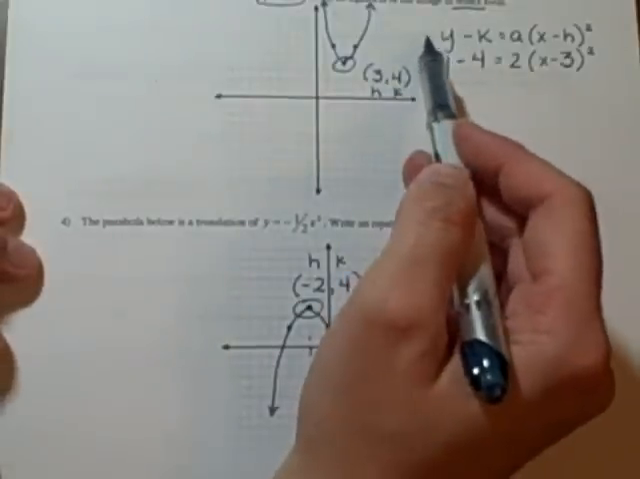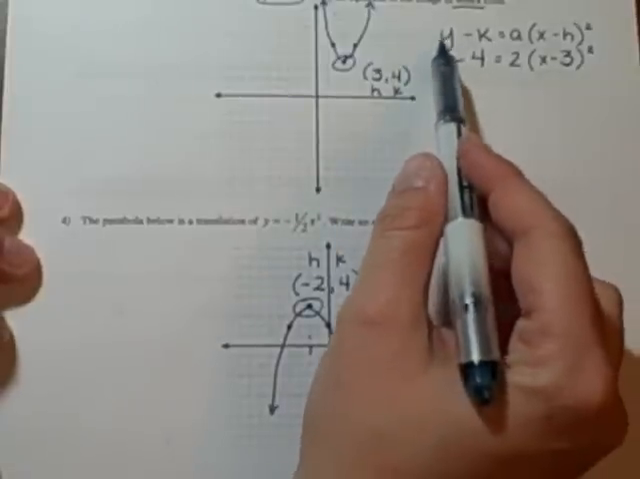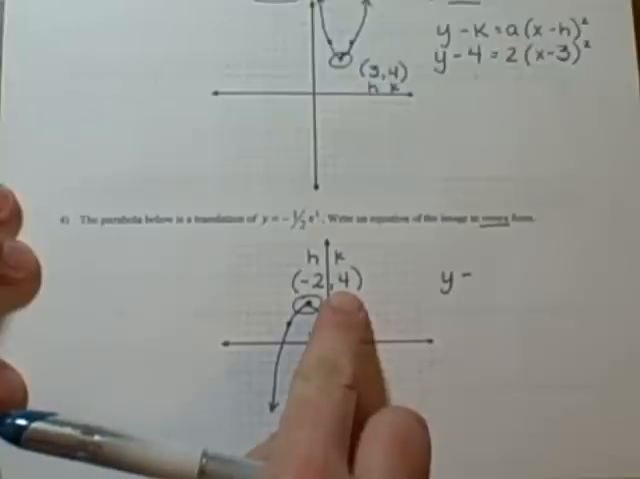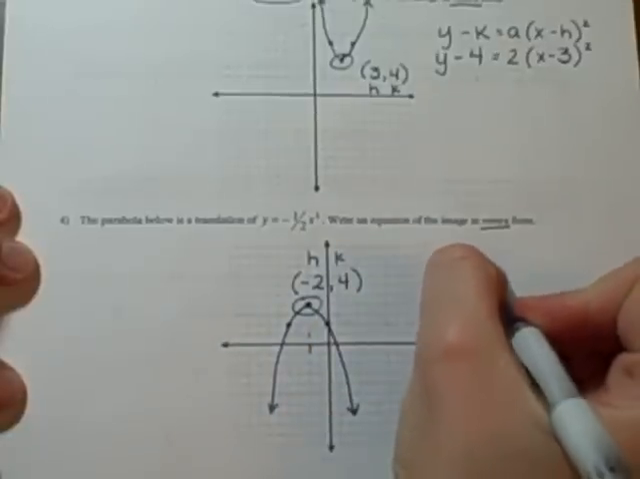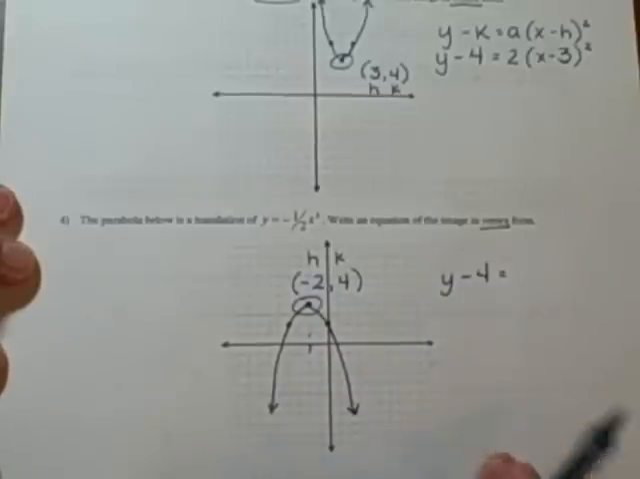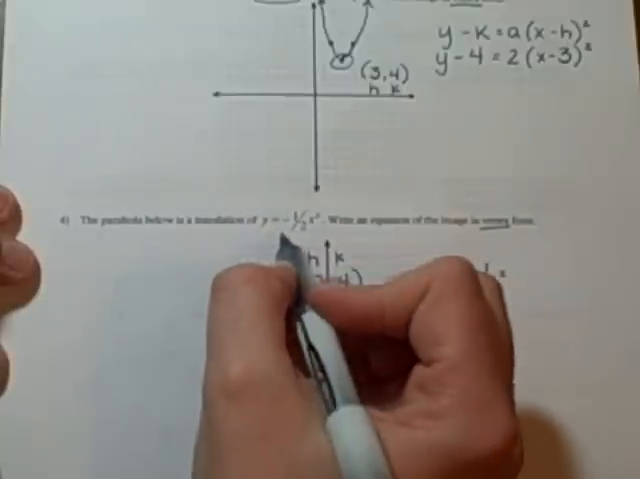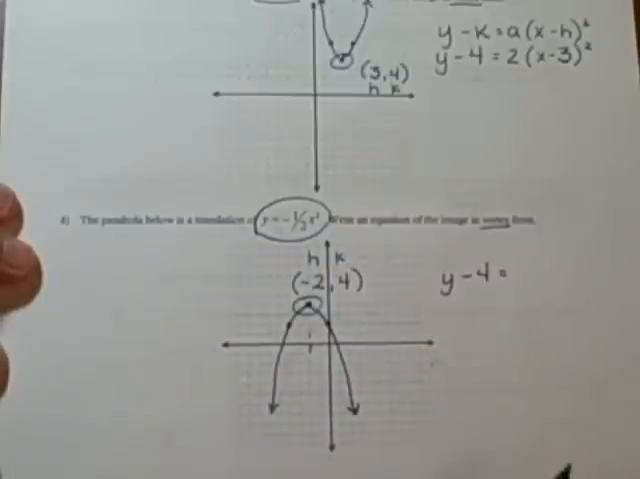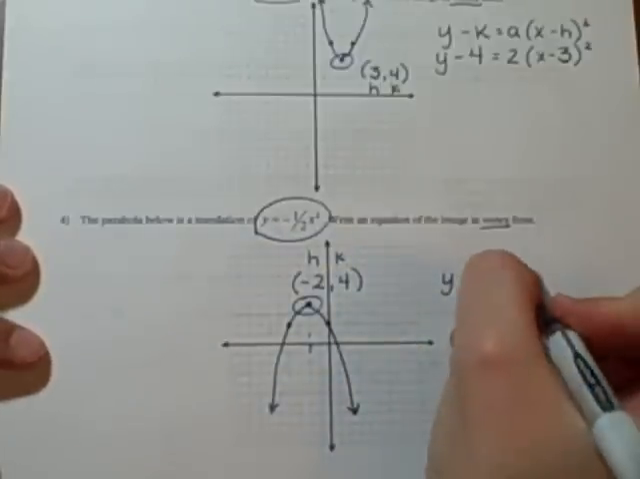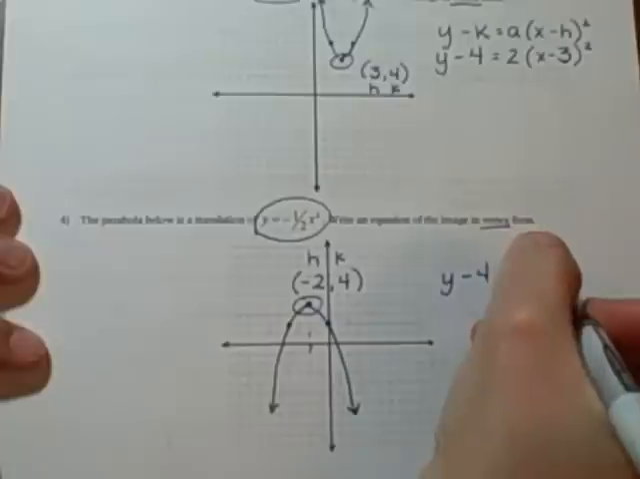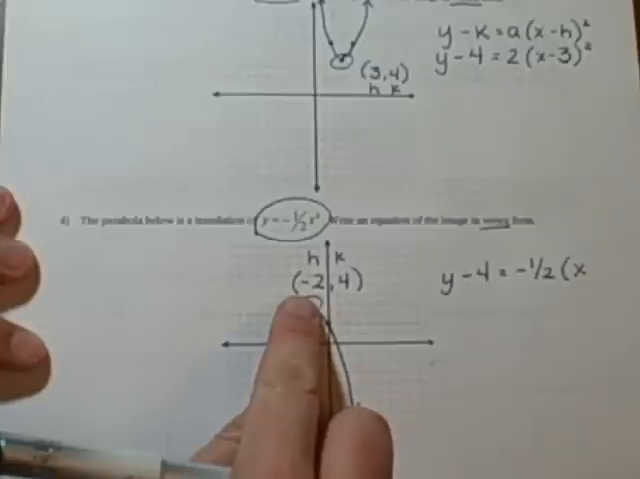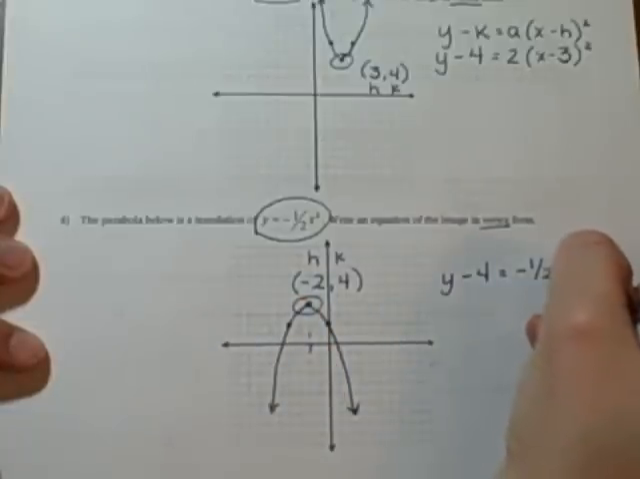So let's see if we can just write it left to right, the entire thing all the way through. Y just stays a y, minus your k value, which we said back here was 4, equals a. A isn't listed anywhere here for you. A is back in this original parabola, which it tells us that the original parabola was y equals negative 1/2 x squared. So that means my a value is negative 1/2. And then this would be x minus negative 2. Remember, when you subtract a negative, it's really like addition. So this would be x plus 2 squared.